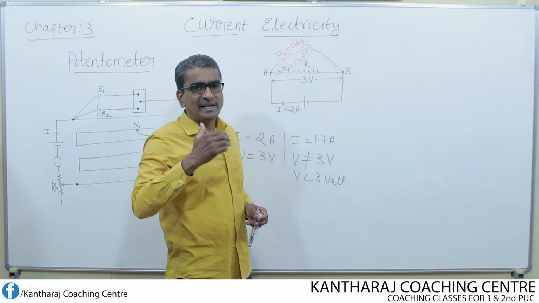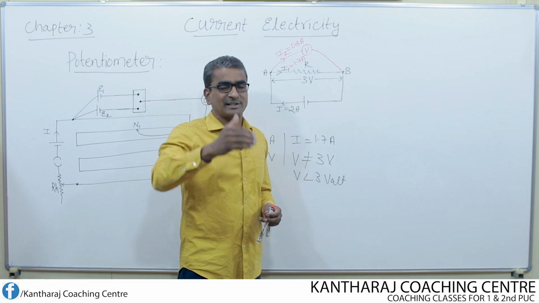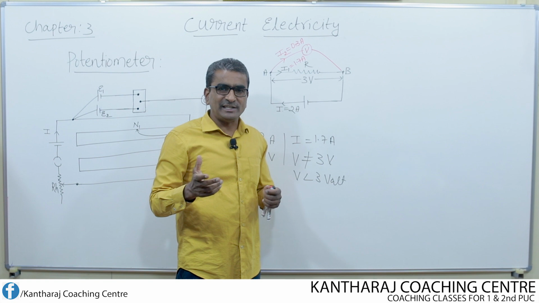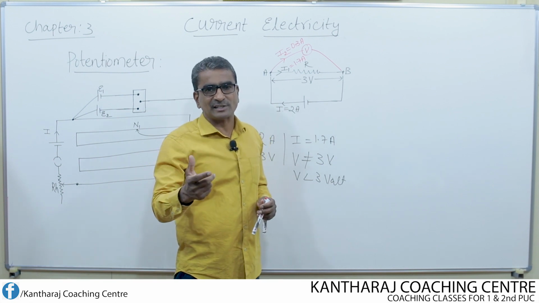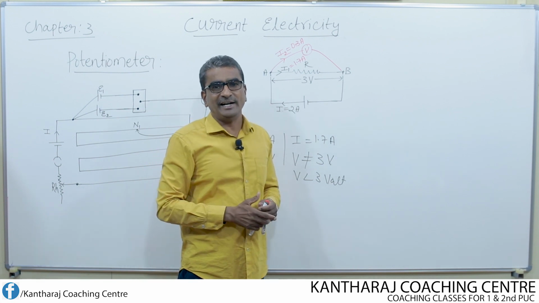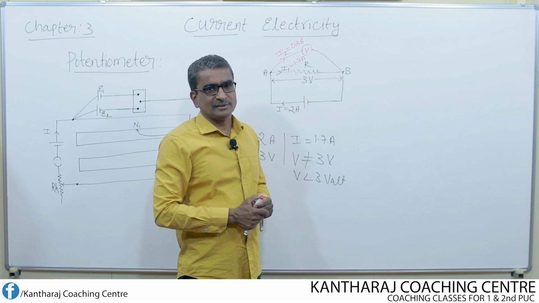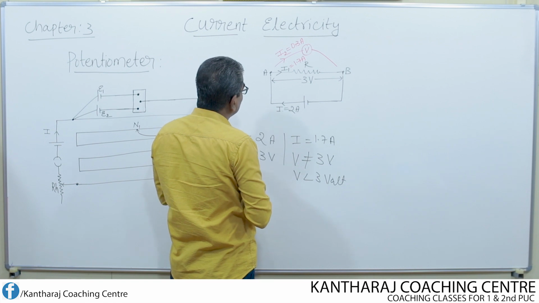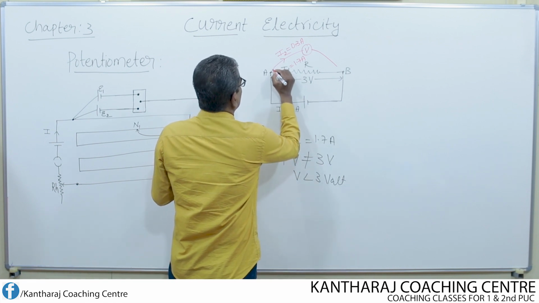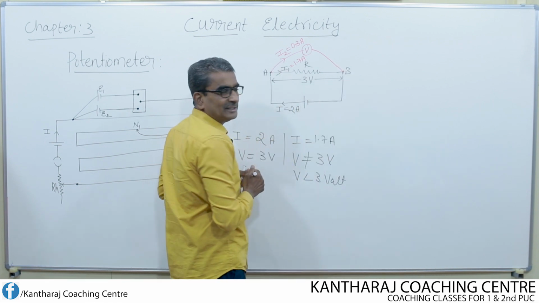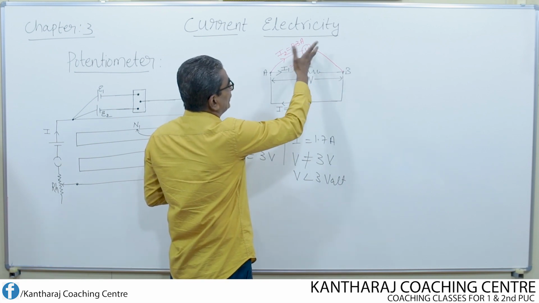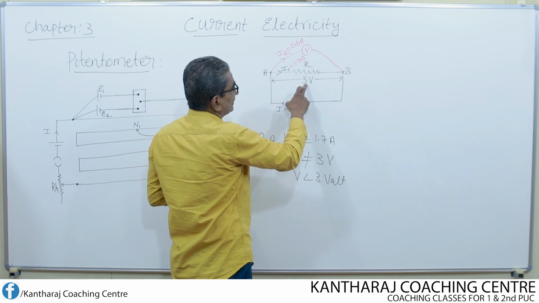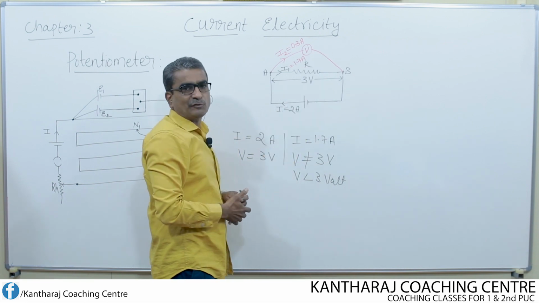And usually an ideal voltmeter will have infinite resistance. But practically it is not possible to design a voltmeter of infinite resistance to make it an ideal voltmeter. So without this it will be 3 volt. With this voltmeter it will be less than 3 volt. Then there is no point in using the voltmeter to measure the 3 volt, because it reads less than 3 volt, then it is of no use.